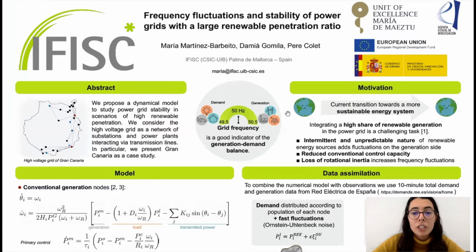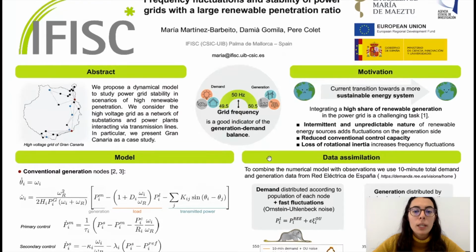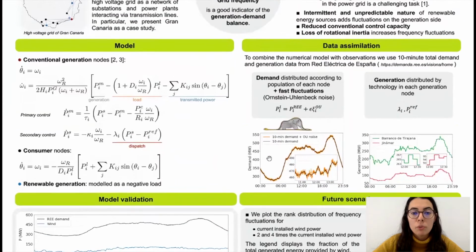Doing this with conventional generation is not much of a problem, but when we have a high share of renewable generation, then we have to overcome three main challenges. These are the fact that renewable generation sources are unpredictable, then as renewable generation substitutes conventional generation, we will have less conventional control capacity, and finally the fact that renewable generation does not provide rotational inertia, which traditionally plays an important role in frequency control.